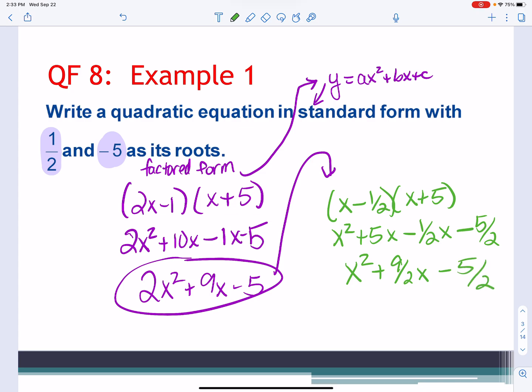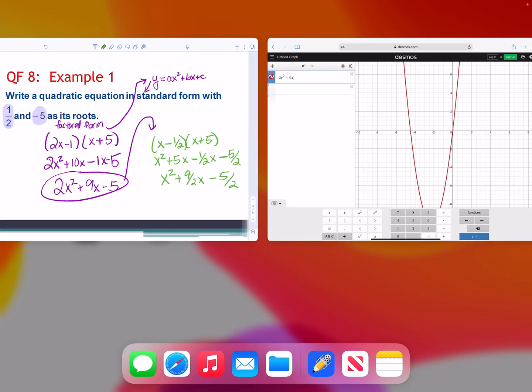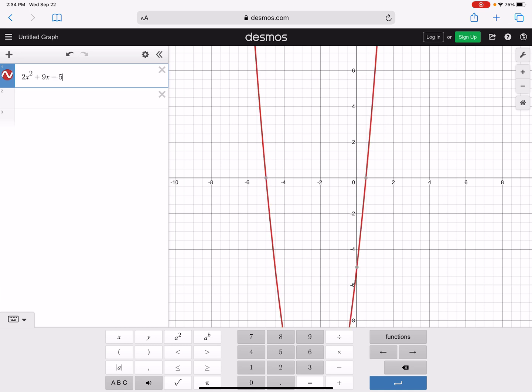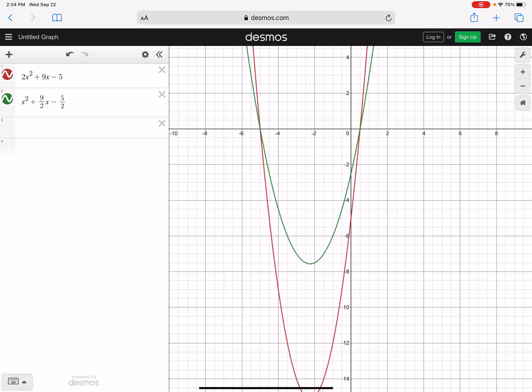And again, I apologize for Desmos, but it's really the only way I can do these problems. So if I put in our first answer, it was 2x squared plus 9x minus 5. The graph looks like this. Okay, and if I do my other answer, it was x squared plus 9 halves x minus 5 halves. Now, if you look at this, those are not the same graph, but they have the same roots. They hit at 1/2 and they hit at a -5.